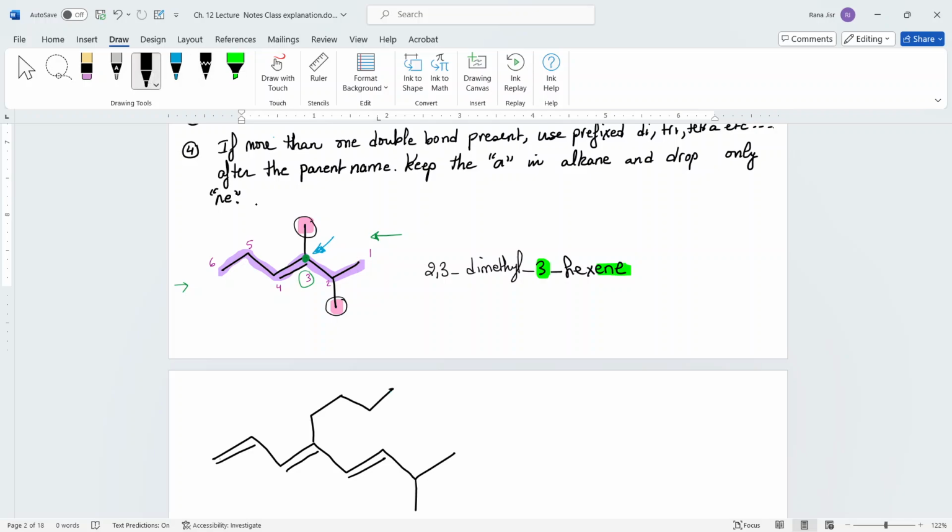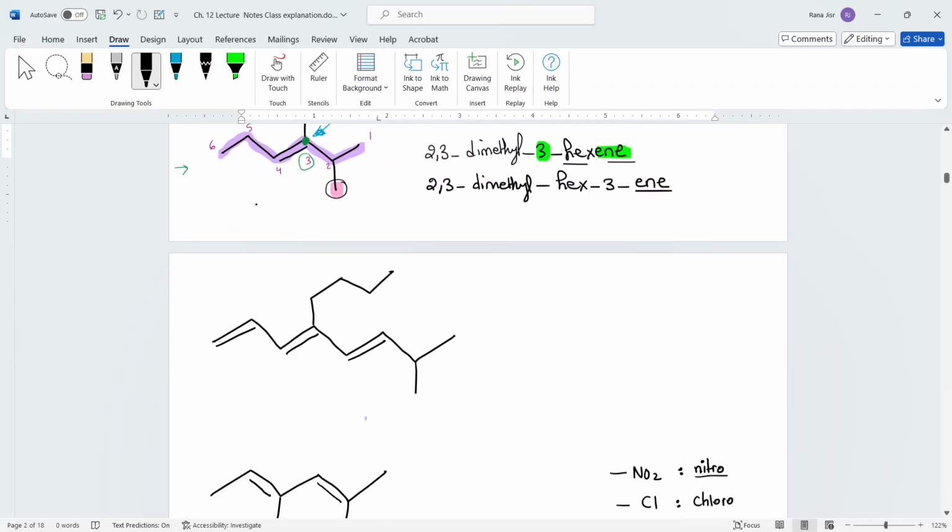Another way to write the name, and it's up to you to choose whatever method you like, I can simply include the number between the parent name and the ending. So it's going to be 2,3-dimethyl. That doesn't change. So the substituent name doesn't change, but I can do hex, and I can put the 3 between the hex, which is the parent name, and the ending of the name of the functional group, which is the alkene. Any of these methods is acceptable.